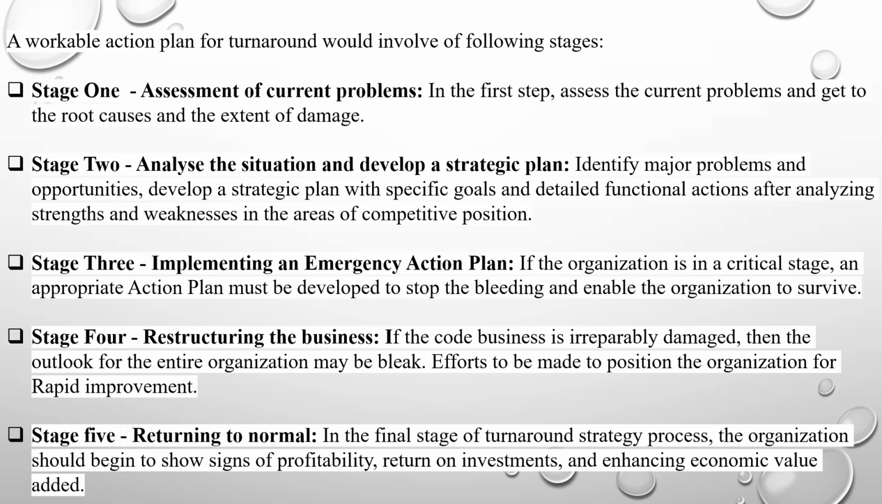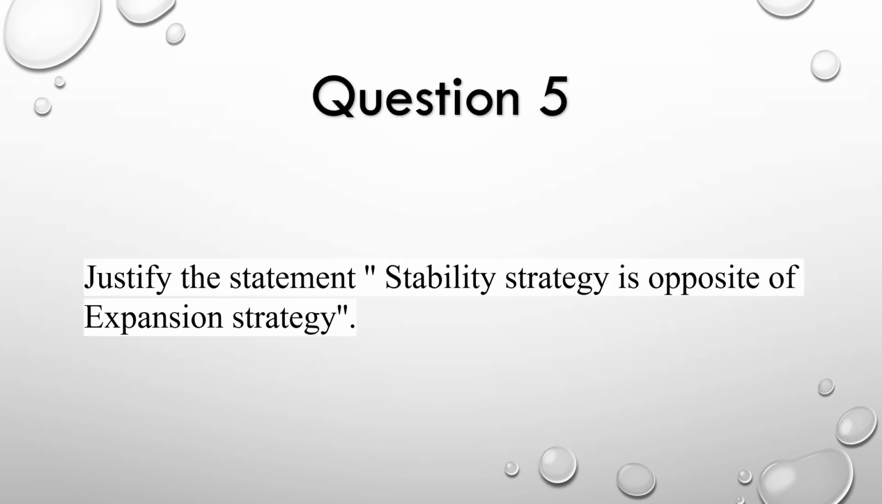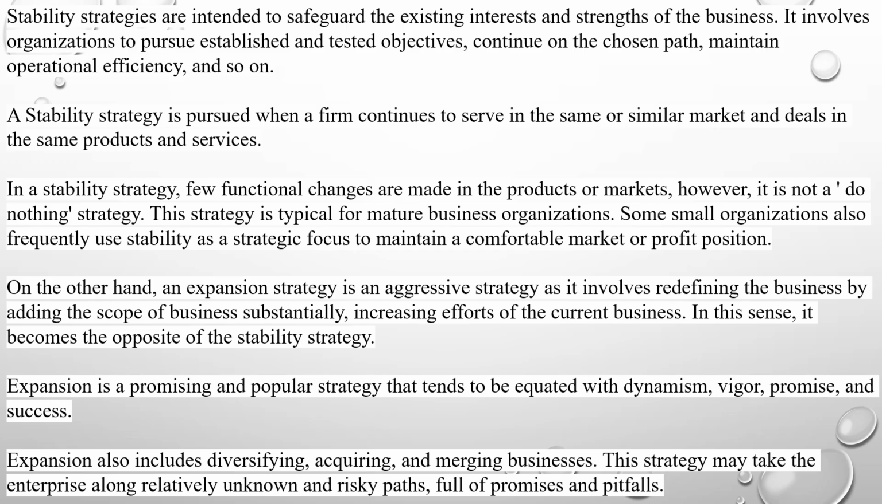Last question is, justify the statement stability strategy is opposite of expansion strategy. Stability strategies are intended to safeguard the existing interests and strengths of the business. It involves organization to pursue established and tested objectives, continue on the chosen path, maintain operational efficiency, and so on.